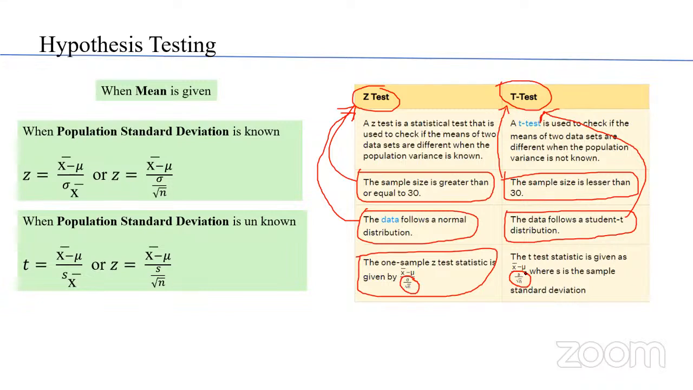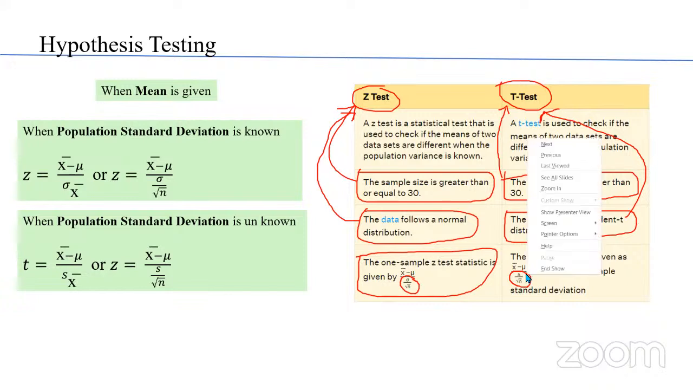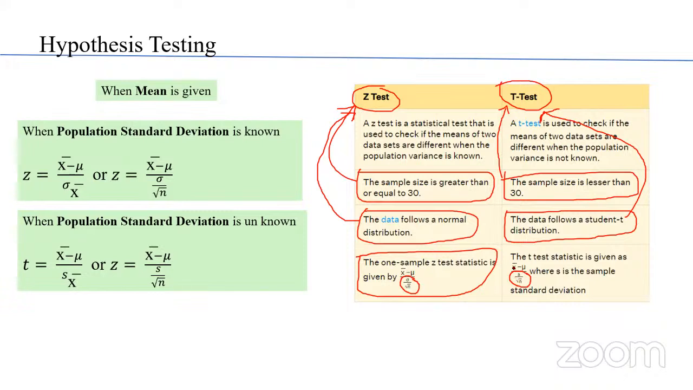If the sample size is more than 30, we use Z-test. If the sample size is less than 30, we use T-test. Z-test will follow a normal distribution and T-test will follow a student T distribution, with only a slight change in that curve. For one sample Z-test, we use X bar minus mu divided by the population standard deviation divided by square root of the sample size. Coming to the T-test statistic, we use X bar, the sample mean, minus the population mean, divided by the standard deviation of the sample divided by square root of N.